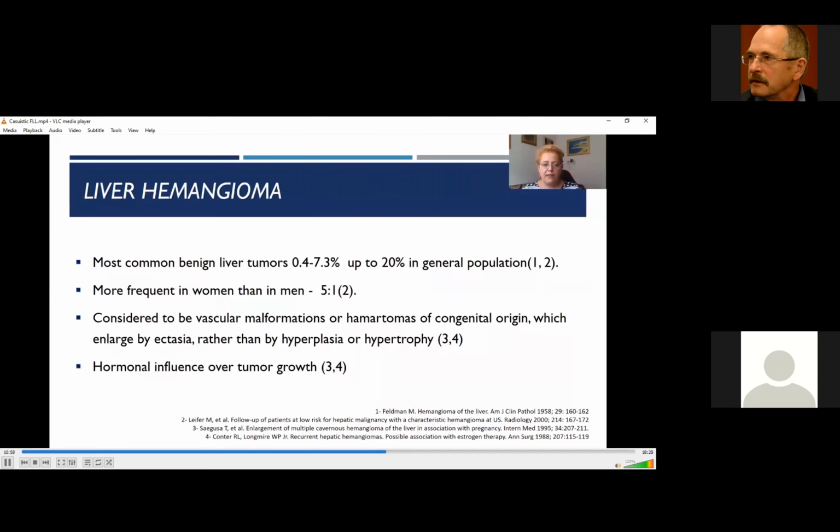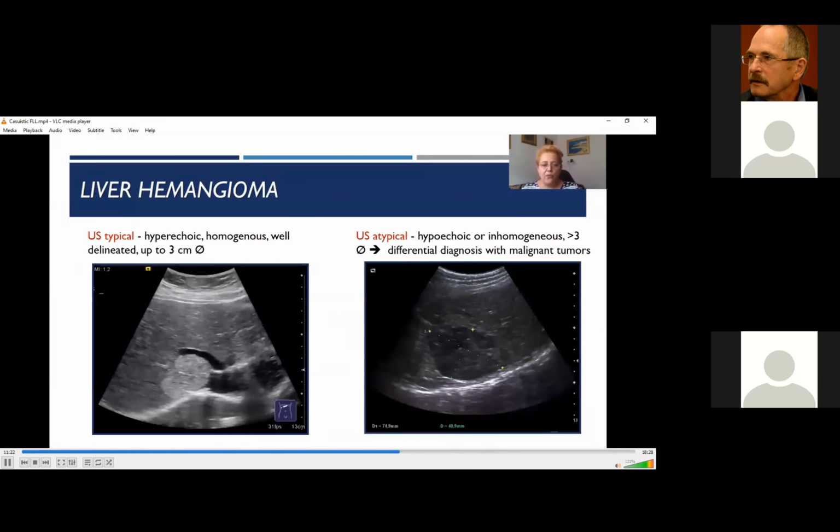Liver hemangiomas are the most common benign liver tumors that can occur in up to 20% of the general population, being more frequent in women than in men. They are considered to be vascular malformations of congenital origin, which enlarge by ectasia rather than by hyperplasia or hypertrophy. There is a hormonal influence over tumor growth.